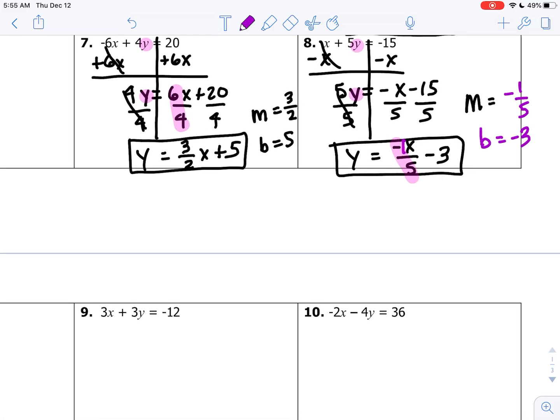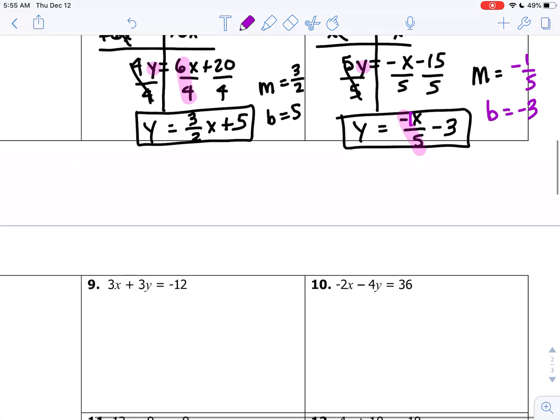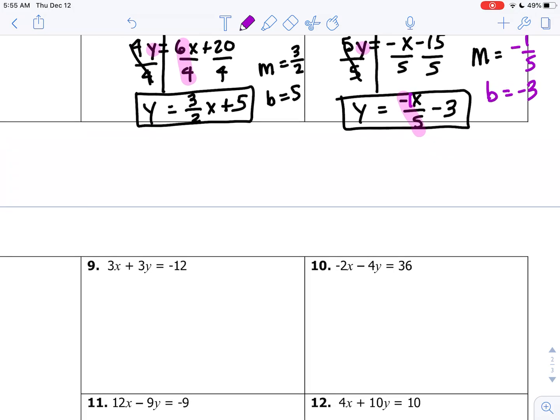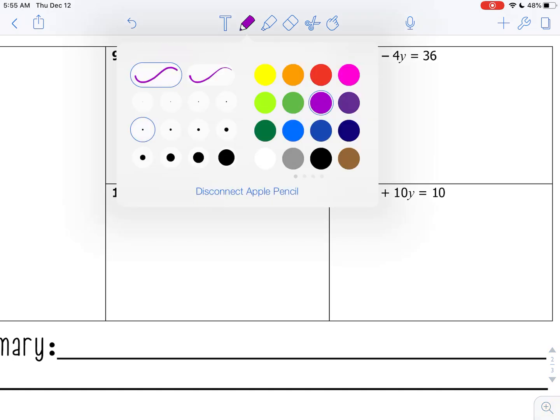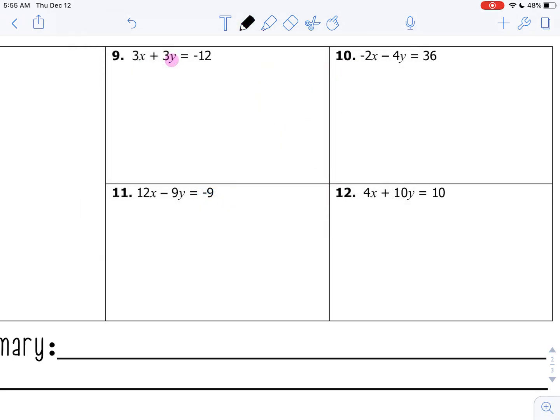All right, almost done. We have 4 more. And I know this is so repetitive, but it's a good thing because, like I said before, truly, my Algebra 2 students, this is really difficult for them. So hopefully with all this practice, when you get there, it will be easy for you.